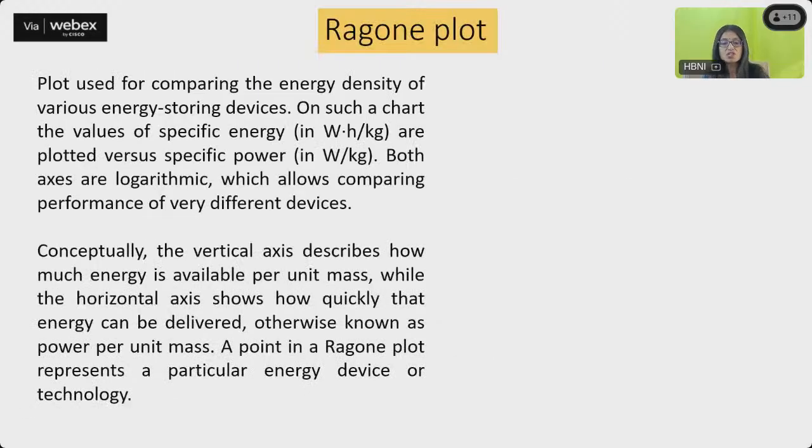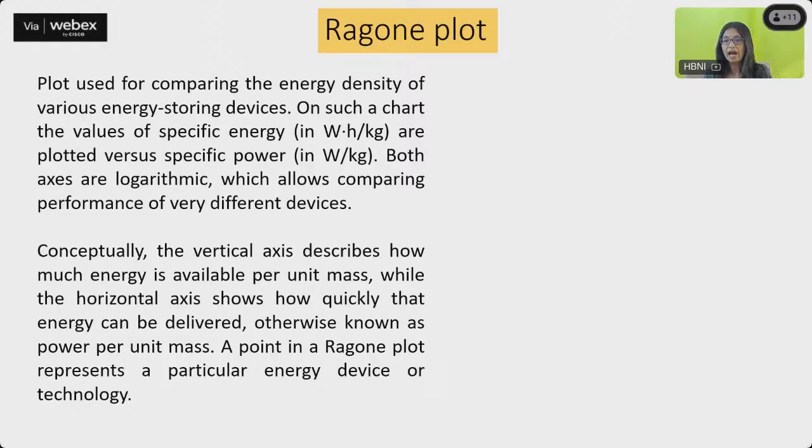Now you have something which is known as a Ragone plot. You will be hearing about this quite a lot when you talk about various energy storage technologies. What are the different energy storage technologies? You have batteries, you have supercapacitors, you have fuel cells, all these things. So this is a plot which is used for comparing the energy density of various energy storage devices.